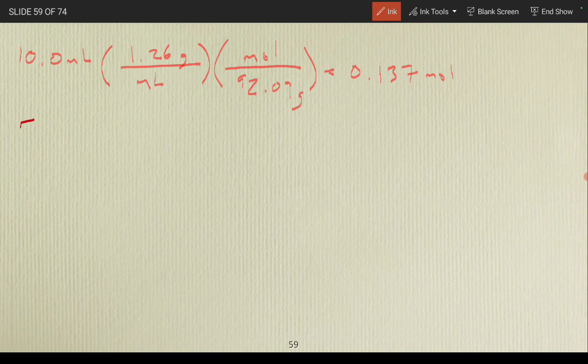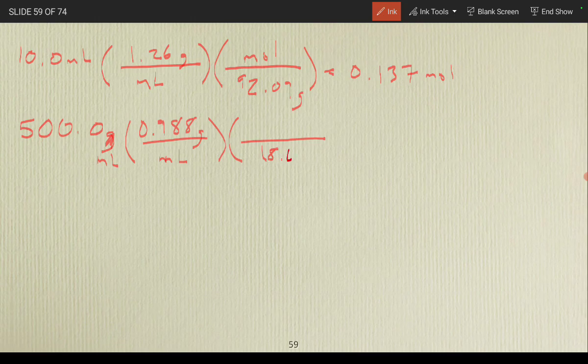And then with the water, we can do kind of the same thing, but in this case, we've got to actually use that density, since we can't just go straight to grams, just 1 to 1 in this case, because the density is slightly different now. So we've got 0.988 grams per milliliter. And then the molar mass, 18.02 grams per mole for water. Gives us 27.41 moles.